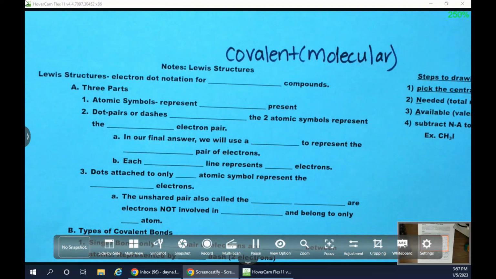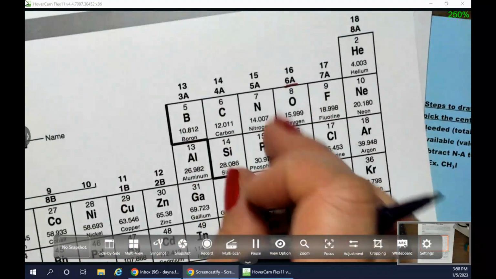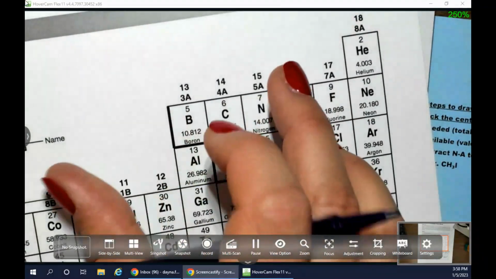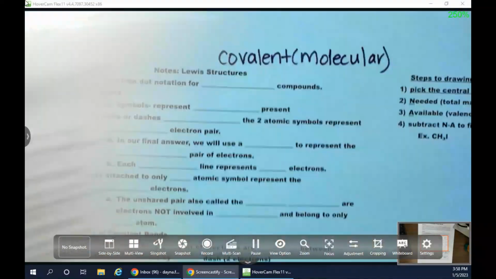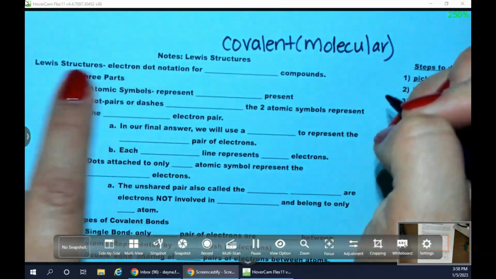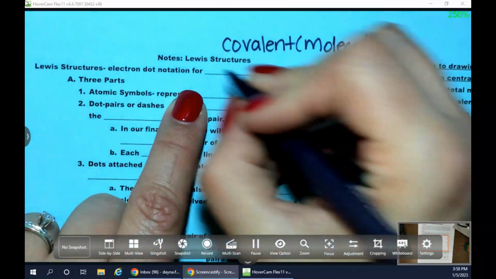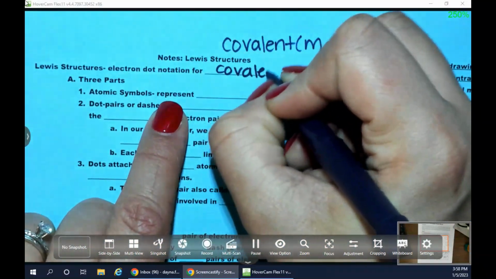So real quick, on your periodic table, what side are we now thinking about and looking at? Because we were looking at both sides. Now we're looking at right or the left? The right, exactly. So we're thinking over in this area because our covalent compounds are made up of nonmetals, right? All right. So your Lewis structures, that's the general term that we use for this. They're just electron dot notation for covalent compounds.